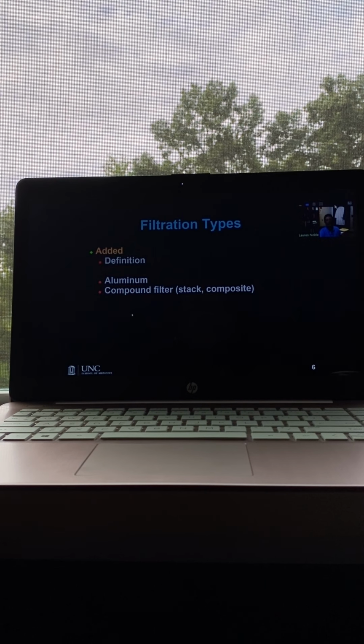And there are different types of added filtration. The most common one is aluminum, and that's what our X-ray tubes have. Our X-ray tubes have an added sheet of aluminum. There's another type of added filtration, and it's referred to as a compound filter. Another name for it is stack or composite, and we'll take a brief look at this filter. But the most common is aluminum.